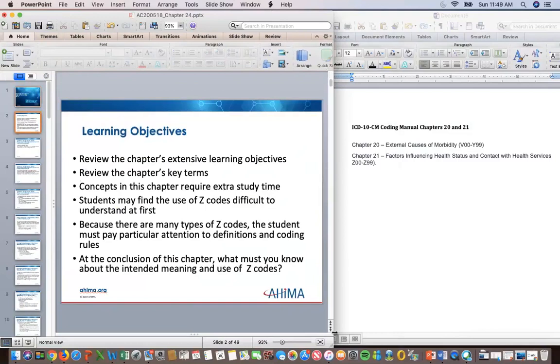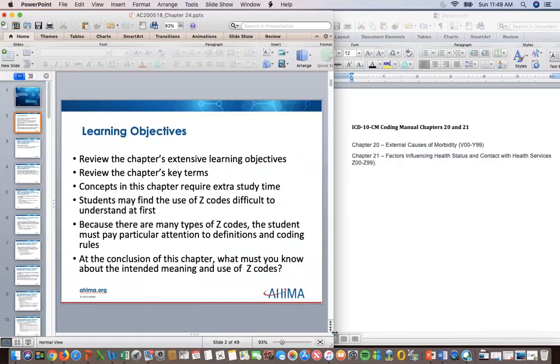In your coding manual, you talk about the Z codes. These start with Z00 to Z99. Again, it's pertinent that you review your official guidelines before you even start in this chapter. There's a lot of information in this chapter, and it can be very useful in terms of facilities utilizing it.